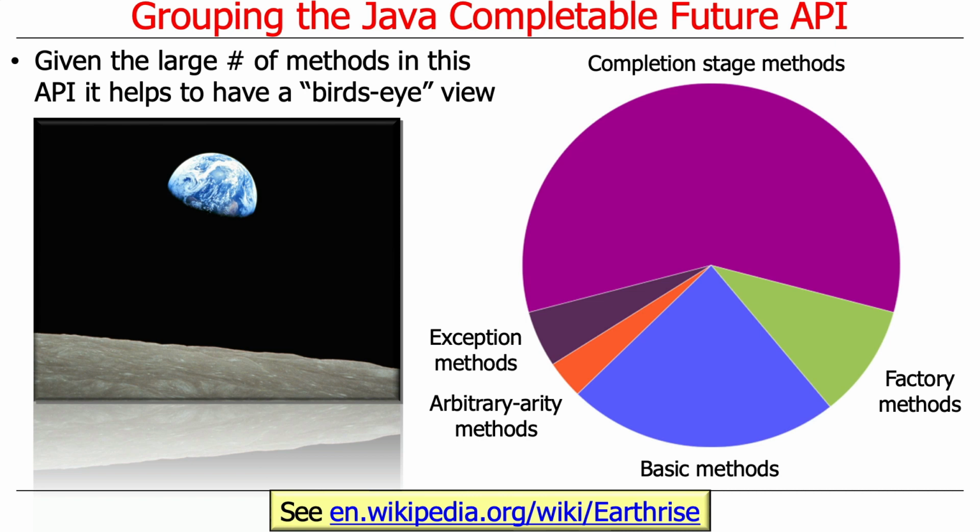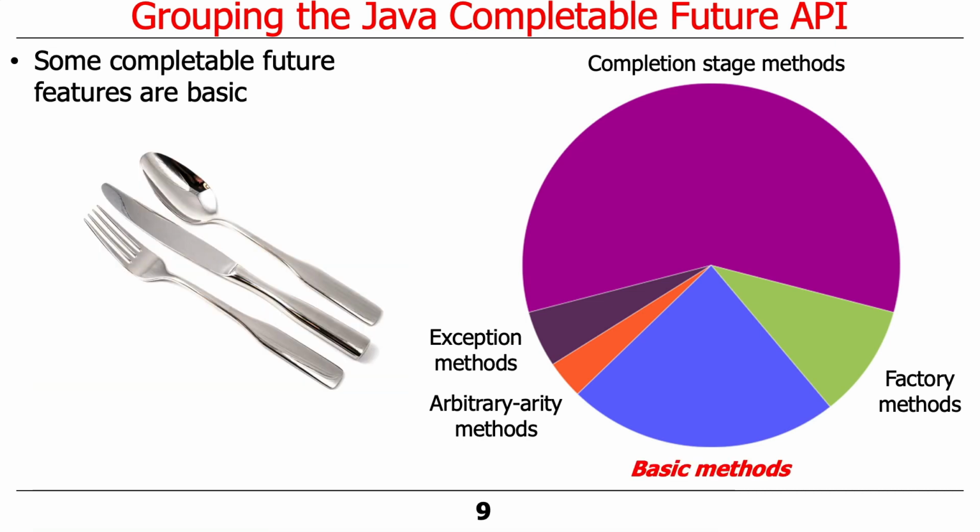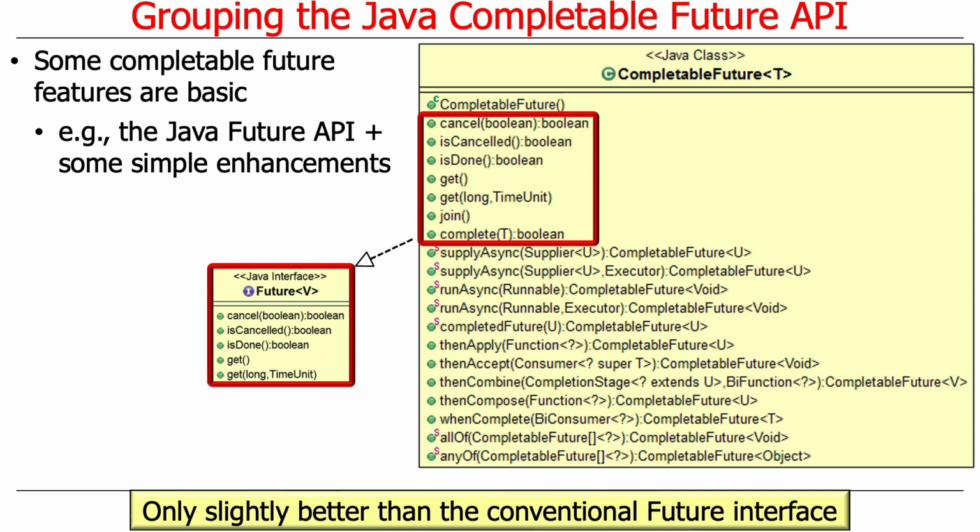So we're going to start out with a bird's eye view. This is a famous picture that was taken by one of the Apollo missions called Earthrise, and it's basically the Earth coming into view from the moon, which is kind of cool. So this is about as bird's eye as you're going to get. Some of the CompletableFuture features are very basic. These are things that come from the underlying Java Future interface.